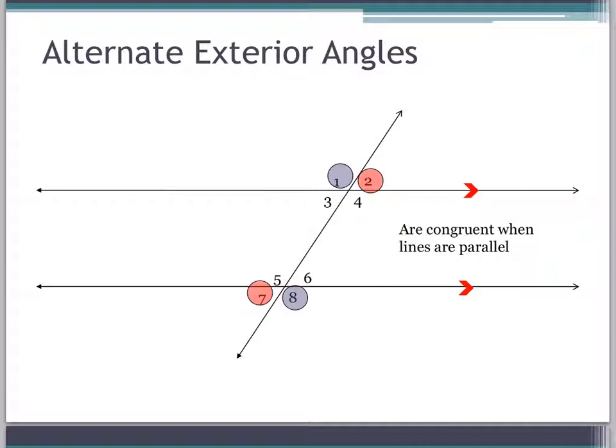So if I asked you, literally, and I will ask this on a quiz and test, why are 1 and 8 equal? How do you know? You could say they are alternate exterior angles. Again, that only works when I have the two parallels cut by the transversal. If I said why are 2 and 7 equal, you would say they are alternate exterior angles. And you do have to be able to tell me that.